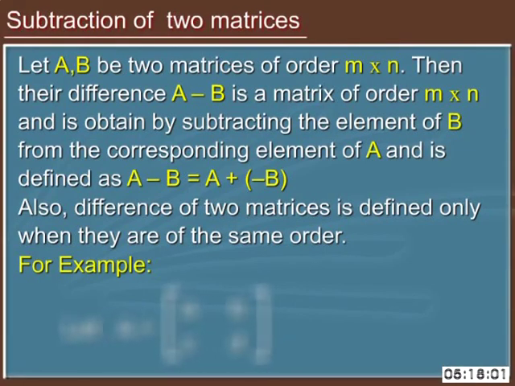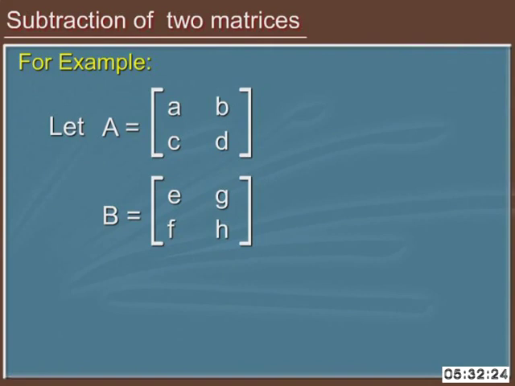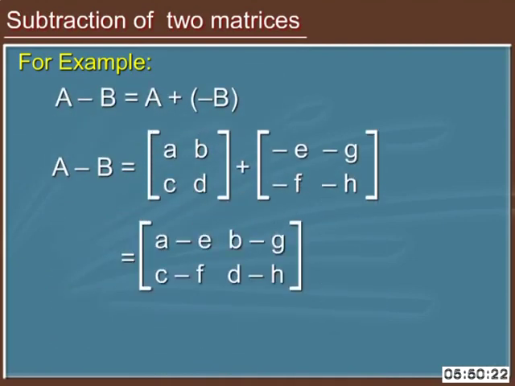For example, let matrix A be a square matrix of order 2 having first two elements as a, b, second two elements as c, d, and matrix B, which is also a square matrix of order 2, having first two elements as e and g, second two elements as f and h. So therefore A minus B is equal to matrix A plus negative of matrix B, that is, it is equal to a square matrix of order 2 having first two elements as a minus e and b minus g, second two elements as c minus f and d minus h.